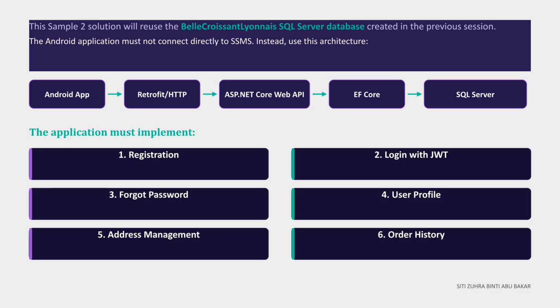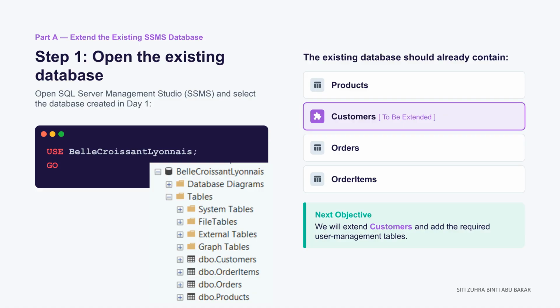We will follow a specific architecture to connect our Android application through an ASP.NET Core Web API, implementing registration, login, and more. In this first part, we will extend our existing SQL database.